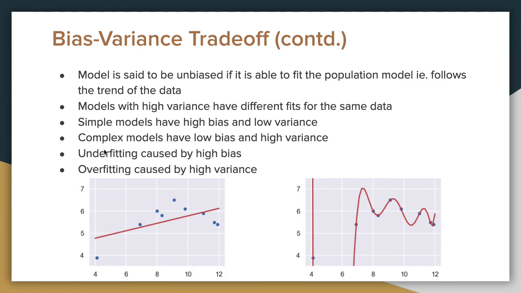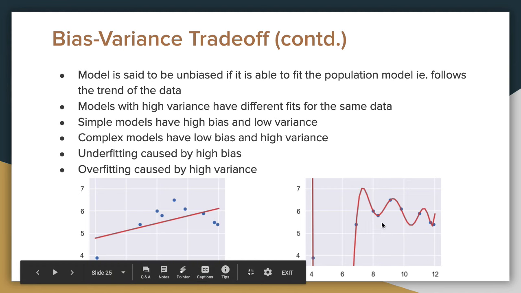There are multiple different bits of theory we need to focus on here. I guess you want to talk about bias and variance first, so actually understand what those terms are. A model is said to be unbiased if it is able to fit the population model, so if it follows the general trend of the data. Over here, this model is in fact unbiased because you can see it clearly adapts to the trend in the data we have here.